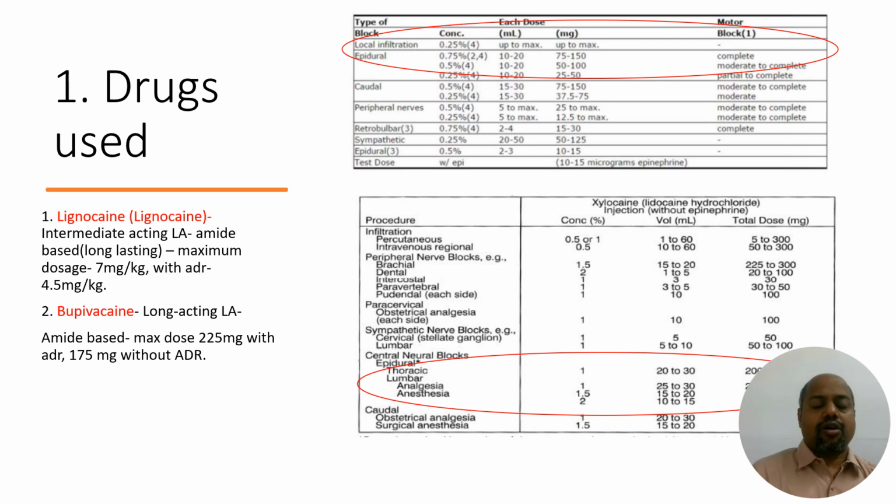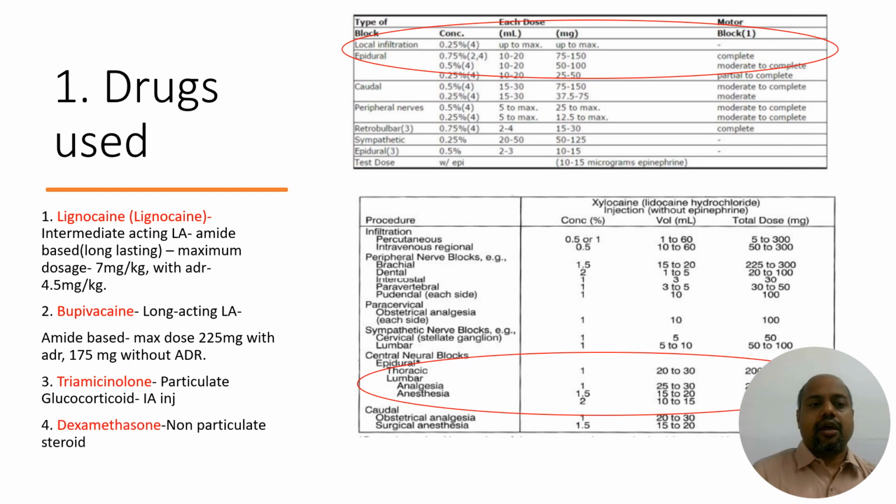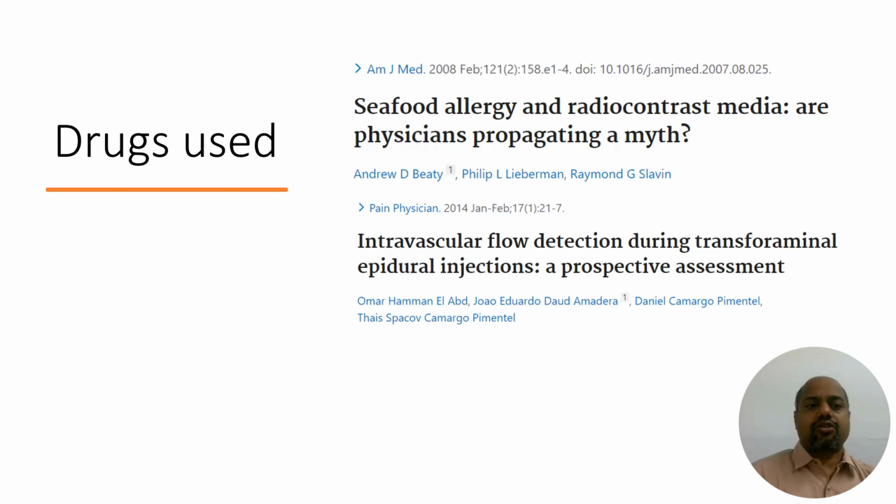In this, you can give a max dose of about 225 milligram with adrenaline, and without adrenaline, you can give 175 milligram. Lastly is triamcinolone. It's a particulate glucocorticoid which can be given as an intra-articular injection. And lastly comes dexamethasone, which is a non-particulate steroid, which is generally given in cervical epidural steroid injections.